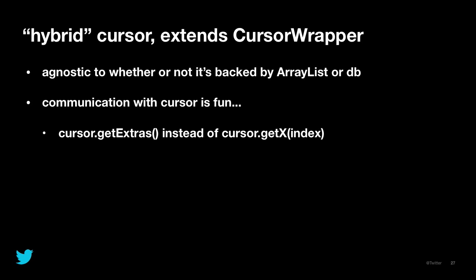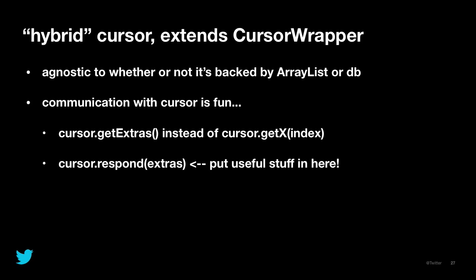And because now it's an array list, you can't actually use cursor.get whatever. So you've got to use cursor.getExtras. There's no way to actually talk to the cursor. There's a way to get stuff out of it. But I was in a situation where I needed to do something conditional, and my cursor can't actually listen to me. Turns out there's a method for that, which has been around since API 1, but in all of my Android work, I've never actually used until now. It's called respond, which is a little unintuitive. And you can put useful stuff in there, and you can override cursor.respond and do whatever you need in there.